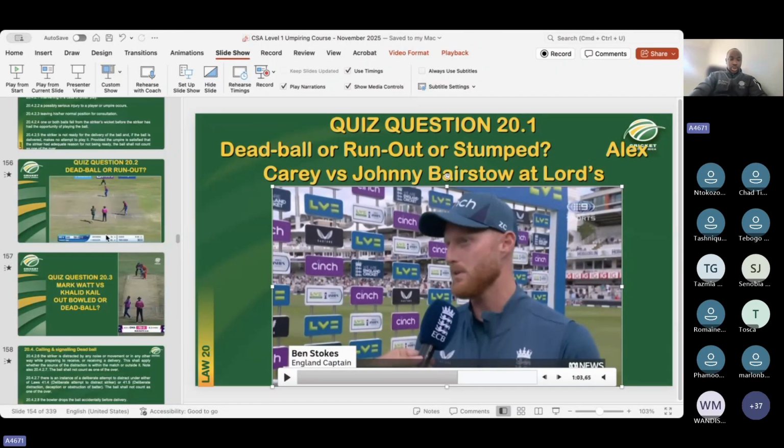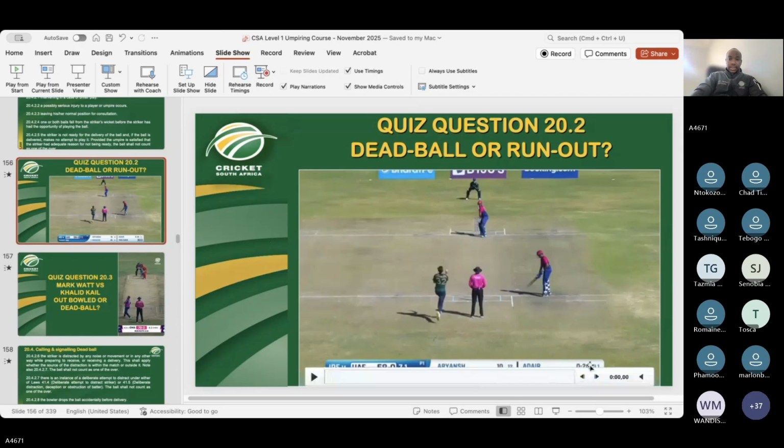Next, we move to the scenario of the striker wringing his hand.